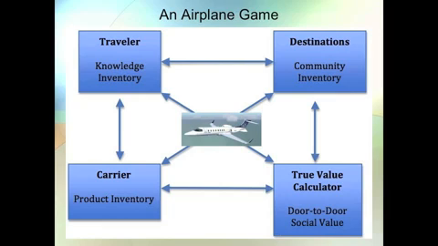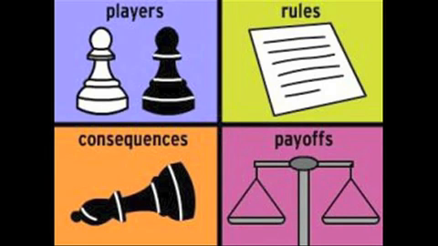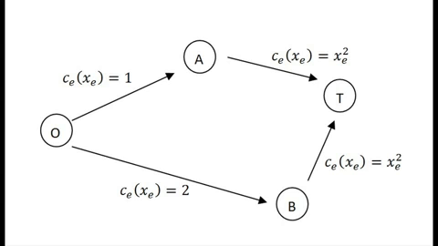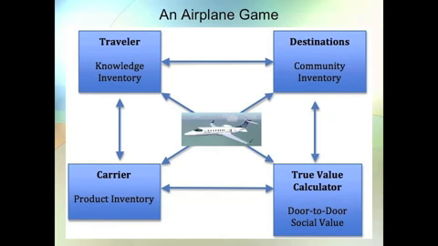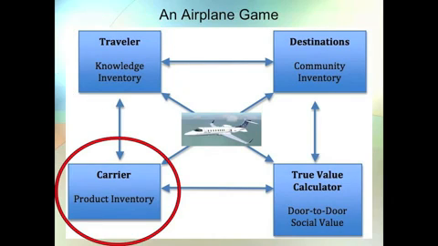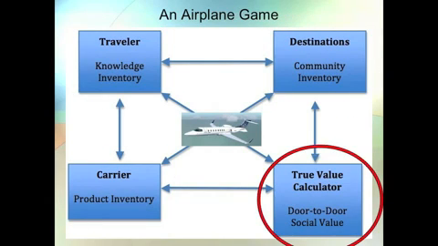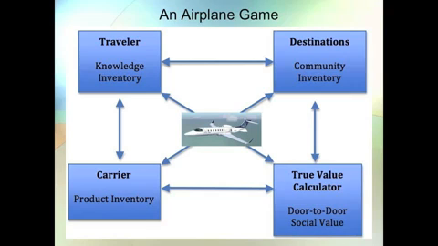So here is our solution. It's called an airplane game. The airplane game is an application of game theory in a social network, or more formally, it's a multi-agent systems algorithmic game. In this example, there are 4 players participating in the same social network: the traveler, the carrier, the destinations community, and something called a true value calculator.